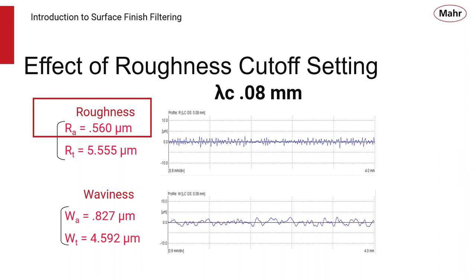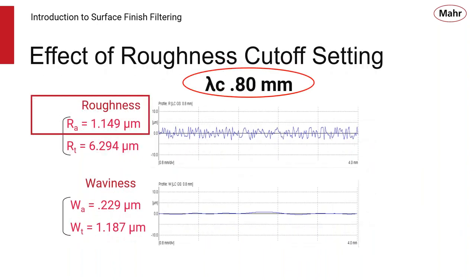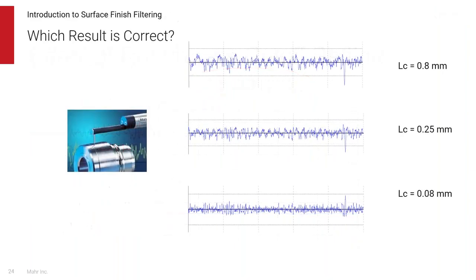But you can see here's some example of the effect of roughness cutoff on settings. So here's an example of roughness with the cutoff set at 0.08 millimeters, and we get a roughness average of 0.560 microns. Now, if you change that to 0.8 millimeters, the RA goes to 1.149 microns. So by changing the amount of data coming through, you can see you have a very big effect on, for example, the roughness parameter. And unless that cutoff is specified as part of the parameter, who knows what the right answer might be.